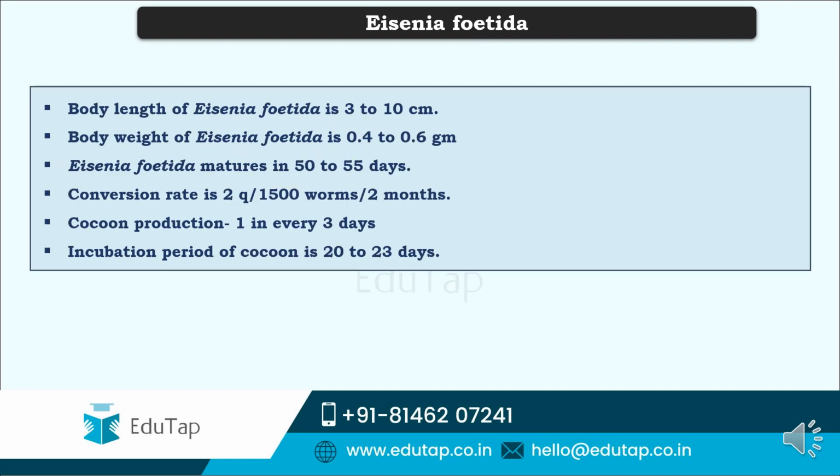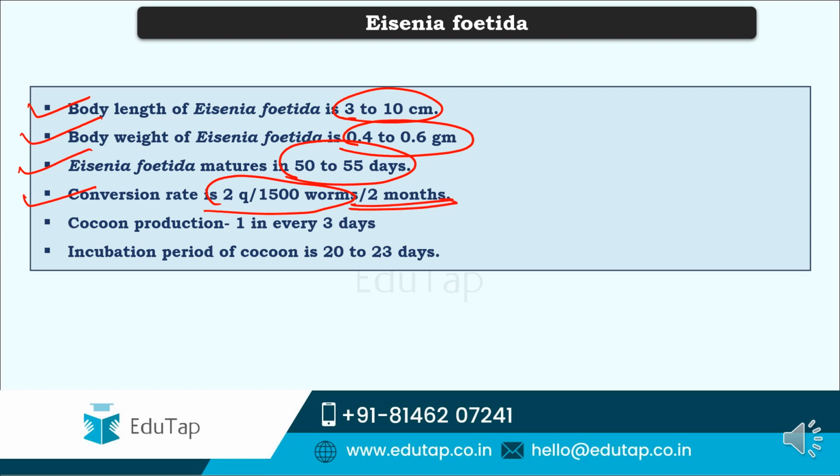Now we shall see a few exclusive points regarding Eisenia foetida, since this is one of the most commonly used earthworm species for vermicomposting. Body length of Eisenia foetida is 3 to 10 centimeters. Body weight is 0.4 to 0.6 grams. It matures in 50 to 55 days. Conversion rate is 2 quintals per 1500 worms in 2 months. That is the composting matter.